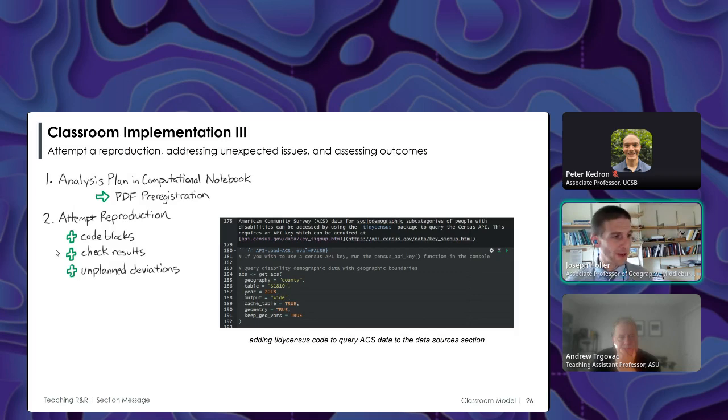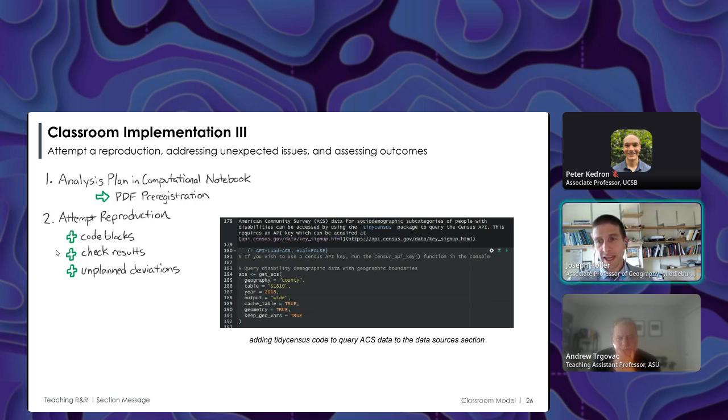It's very legible code. You're putting the code into the plan to make the plan function, right? So you start adding code blocks to your plan. You check your results as you go, and you should also teach students how to write code to compare the original results to the results that you're getting in your reproduction or your replication attempt.